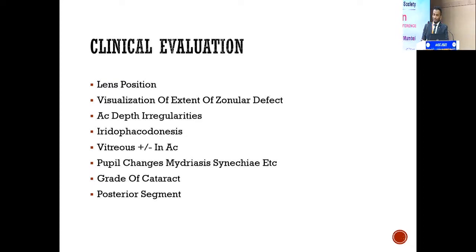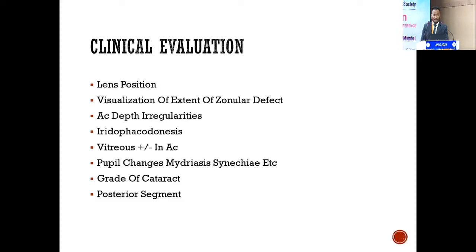Especially you don't take the cases which are hereditary, like the Marfan syndromes, where there is a subluxation that is grossly decentered. Evaluate the lens position, the visualization of the extent of the zonular defects in terms of clock hours, the AC depth irregularities, the iridophacodonesis, the vitreous present in the AC or not, because that is a very important factor.